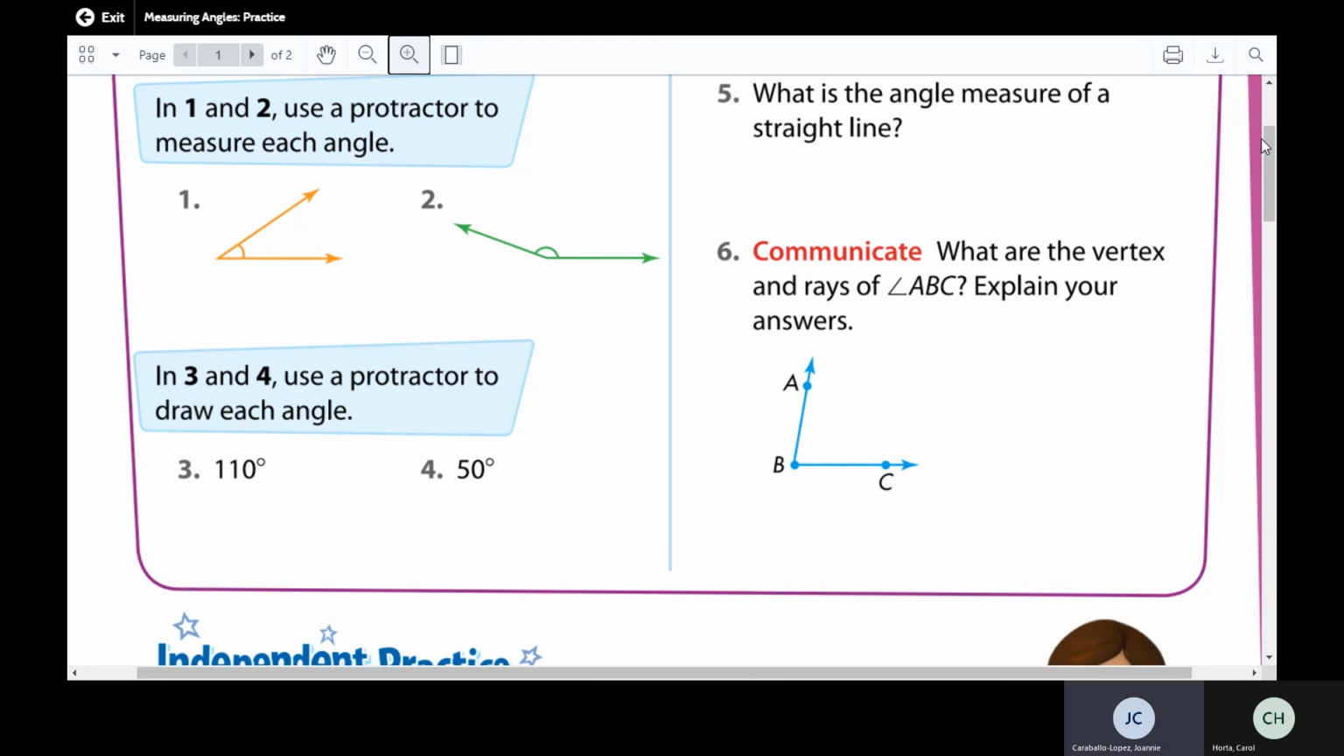On 3 and 4, if it was 110 degrees, what kind of angle would it be? Obtuse. And if it was 50 degrees, just write that. Obtuse and acute. Right? Do that.